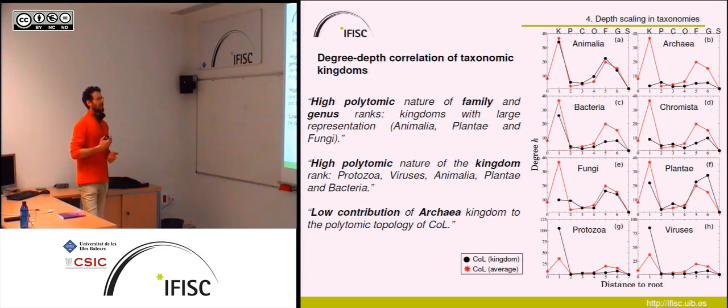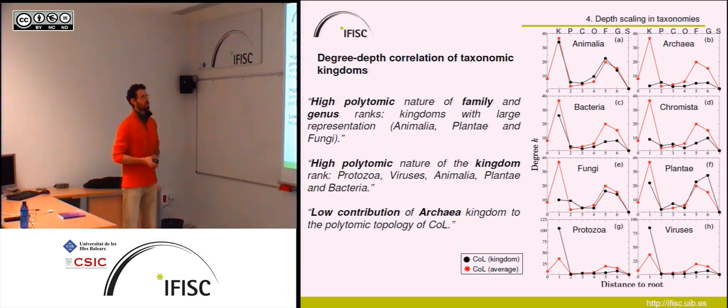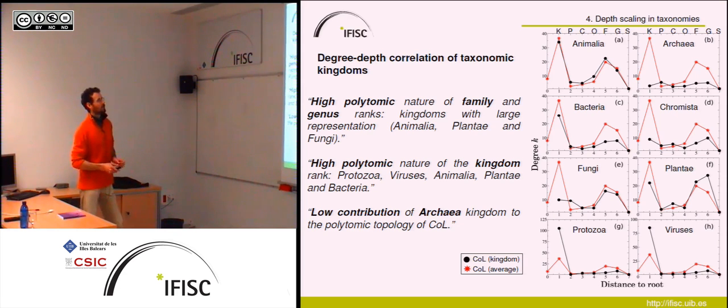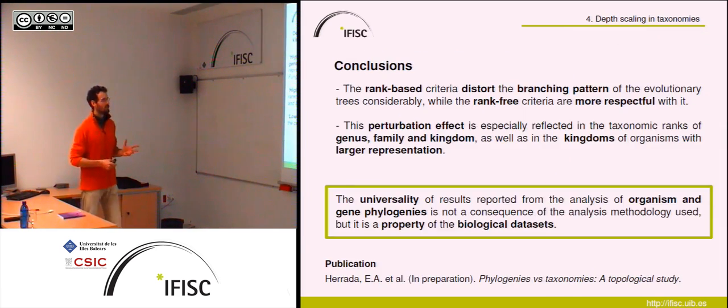While those kingdoms that contribute to the highly polytomic nature of the kingdom rank were protozoa, viruses, Animalia, Plantae, and bacteria. And a third remarkable result from this analysis was the low contribution of archaea to the polytomic nature of this rank-based taxonomic tree. This can be related to the fact that this kingdom has a very low representation in this database.